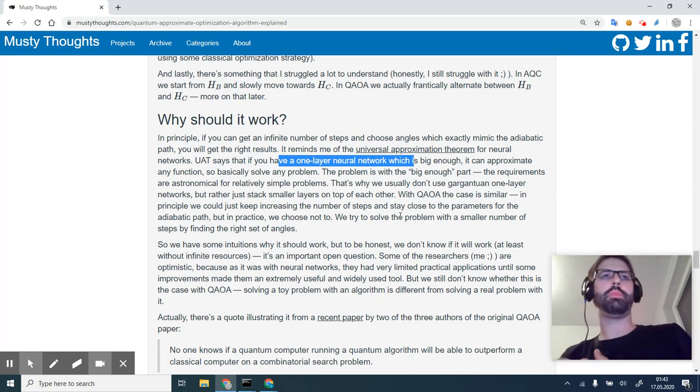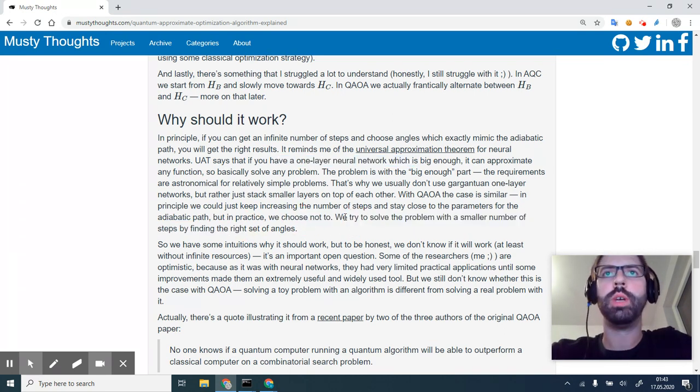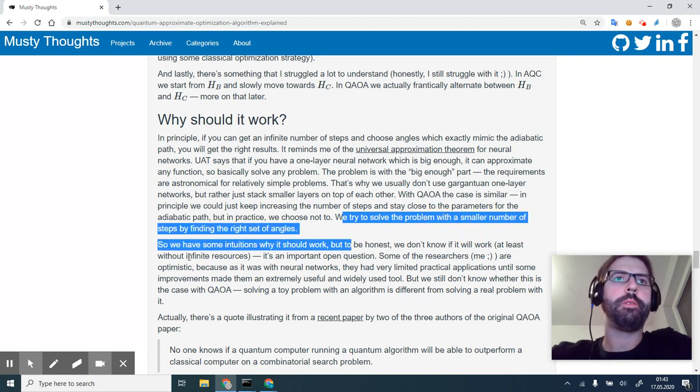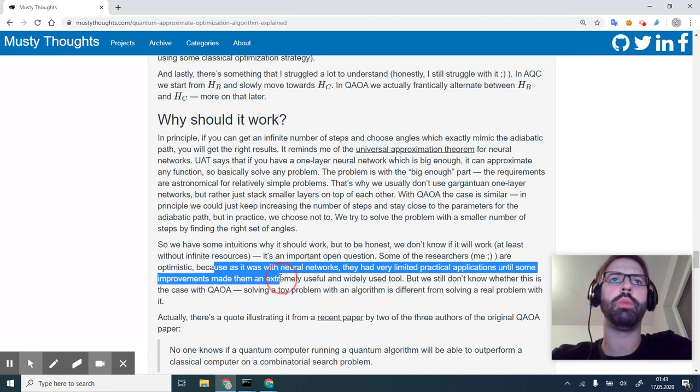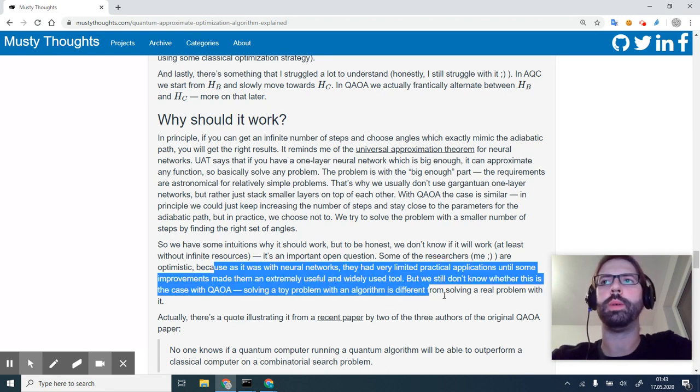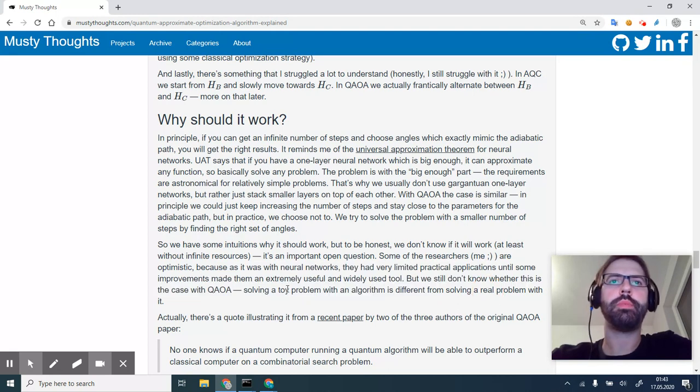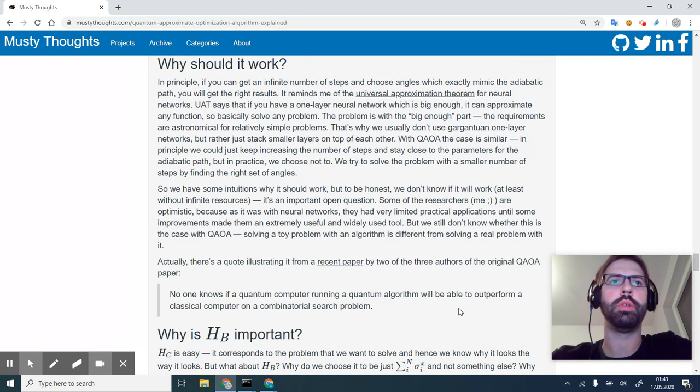With QAOA, the case is similar. In principle, we could just keep increasing the number of steps and stay close to the parameters for the adiabatic path. In practice, we choose not to. Smaller, okay. There are some intuitions why it should work, but to be honest, we don't know if it will work, at least without infinite resources. It's an important open question. Some of the researchers are optimistic because, as it was with neural networks, they had very limited practical applications, and some improvements made them an extremely useful and widely used tool. Okay, actually, there's a quote illustrating it from a recent paper by 2 of the 3 authors of the original: no one knows if a quantum computer running a quantum algorithm will be able to outperform a classical computer on a combinatorial search problem.